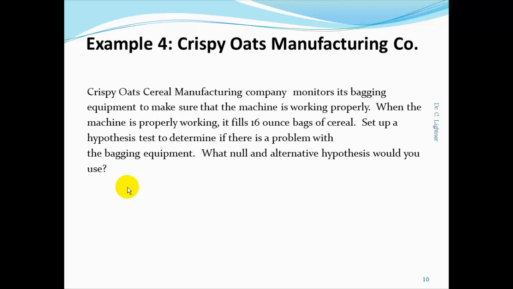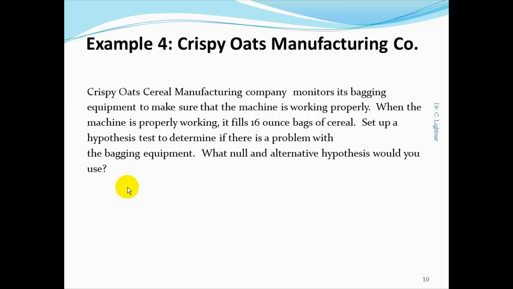Example 4. Crispy Oats cereal manufacturing company monitors its bagging equipment to make sure that the machine is working properly. When the machine is working properly, it fills 16-ounce bags of cereal. Set up a hypothesis test to determine if there is a problem with the bagging equipment. What null and alternative hypothesis would you use?